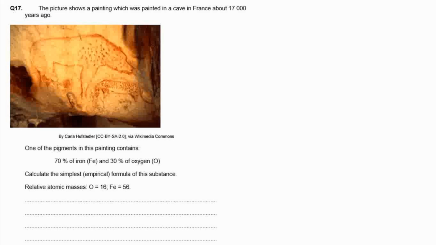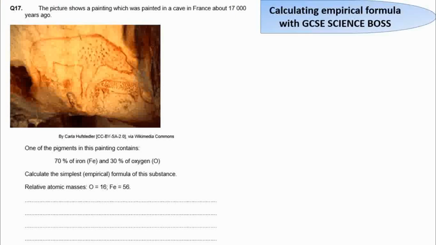In today's video, we're going to be looking at how we calculate empirical formula. Empirical formula is your simplest whole number ratio of atoms of elements in a compound. And once you follow my 5-step program, you cannot get this wrong. So let's have a look at this question.